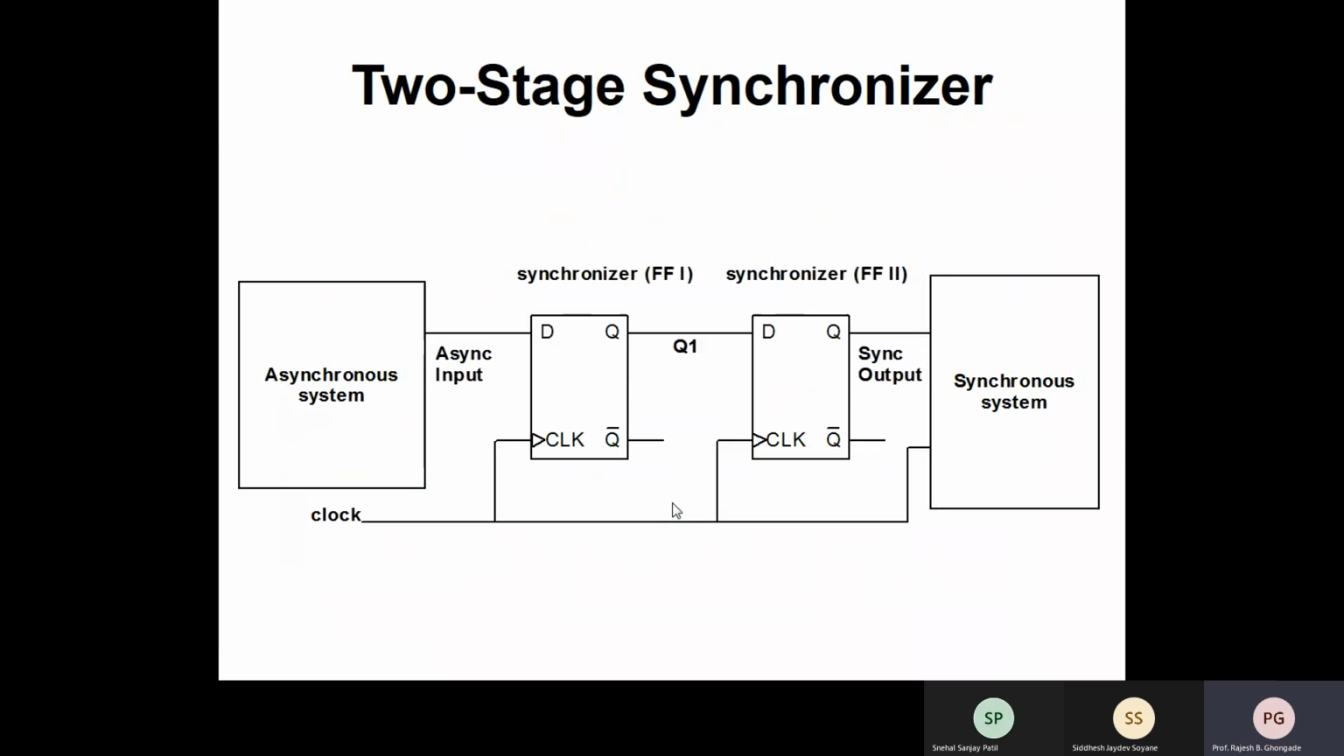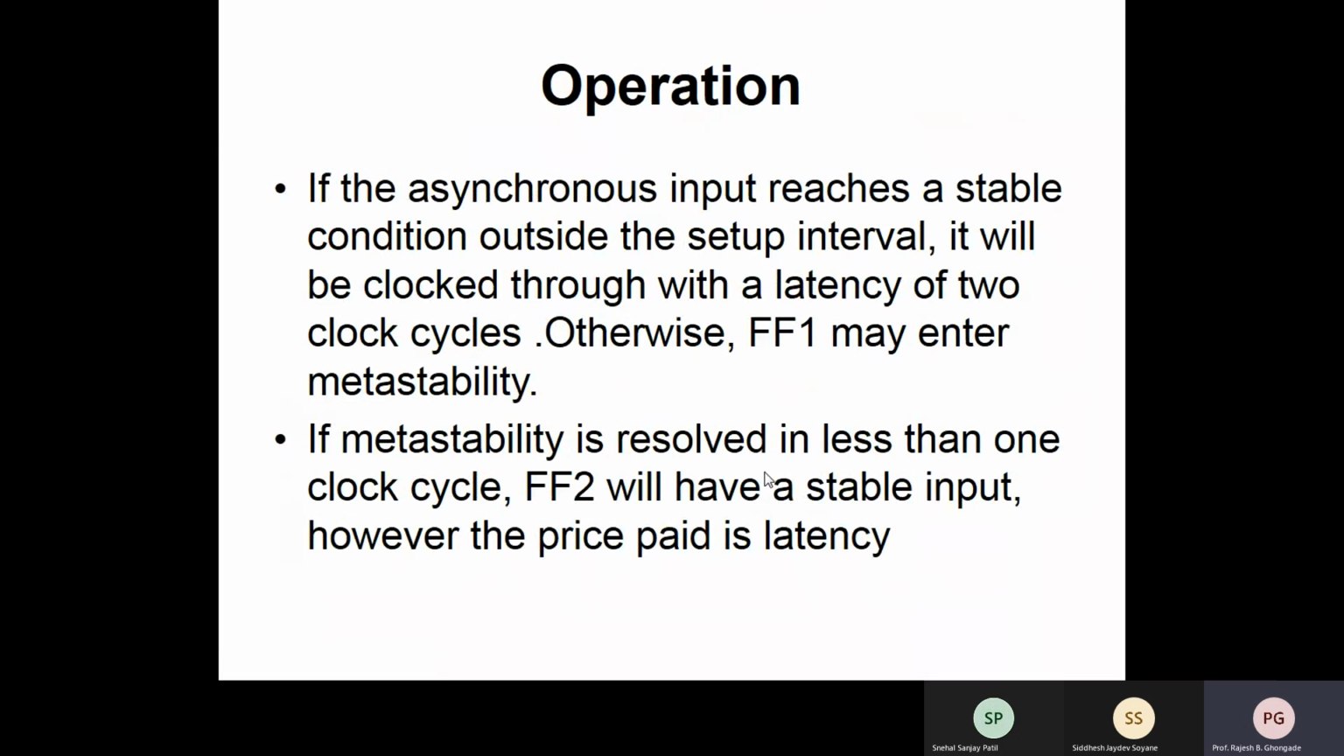This is the two-stage synchronizer. As you can see now, an additional flip-flop is there. Again, these are special flip-flops. If the asynchronous input reaches a stable condition outside the setup interval, it will be clocked through with a latency of 2 clock cycles. Otherwise, the first flip-flop may enter metastability. If metastability is resolved in less than 1 clock cycle, then FF2, the second flip-flop, will have a stable input. So the price that you are paying is the latency.